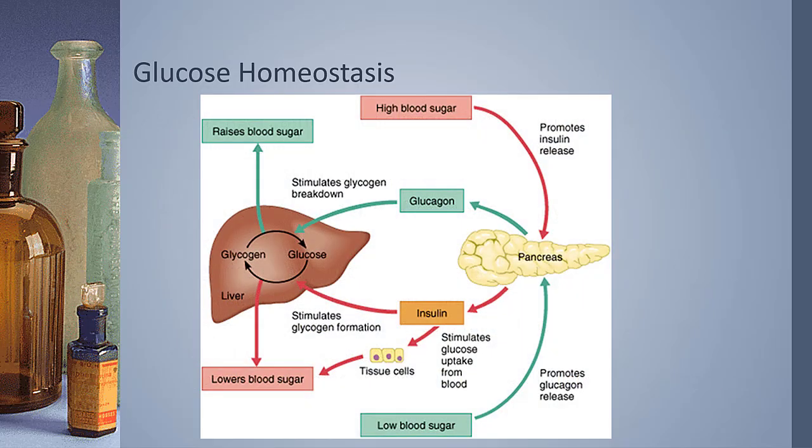After you've eaten, the concentration of glucose in your blood rises. When it goes too high, the pancreas releases insulin into the bloodstream. This insulin stimulates the liver to convert the blood glucose into glycogen for storage. If the blood sugar goes too low, the pancreas releases glucagon, which causes the liver to turn stored glycogen back into glucose and release it into the blood.